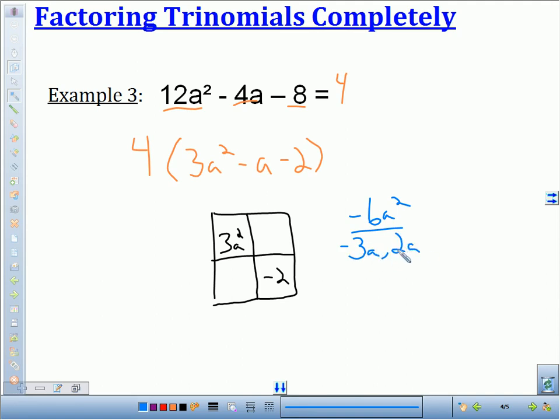Negative 3a times 2a makes negative 6a squared. Negative 3a plus 2a is negative a. So those are my terms. And I'll put those in the box.